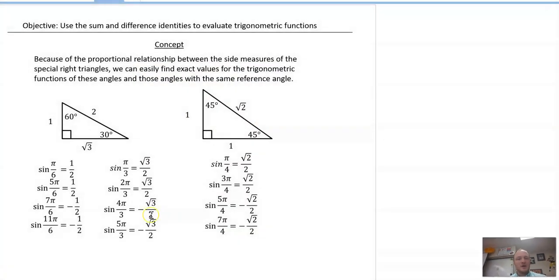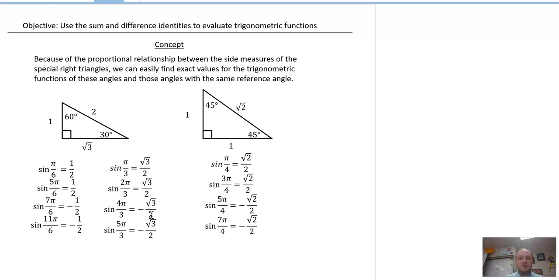All right, so I'm going to start out showing you the special right triangles. If you recall, because of the special proportional relationship between the side measures and the angles, we can easily find trig values for our special angles, which are 30 degrees, 60 degrees, and 45 degrees. So for our unit circle angles, we have these nice coordinate locations.